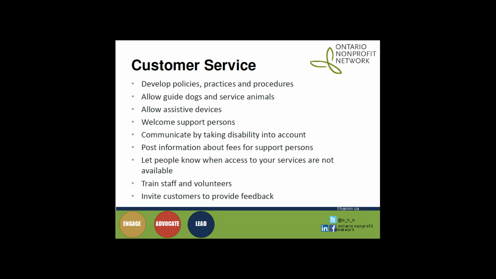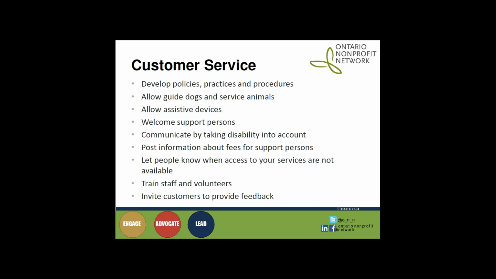Finally, the last thing there is inviting customers to provide feedback. So one of the requirements is that you create a way, if you don't have one already, a way that people can give you feedback on how accessible your customer service is, and if there's something that maybe you could do to improve the inclusion of everybody. And so if you have a way to collect feedback, that's great. If you don't, then think about how you could do that.